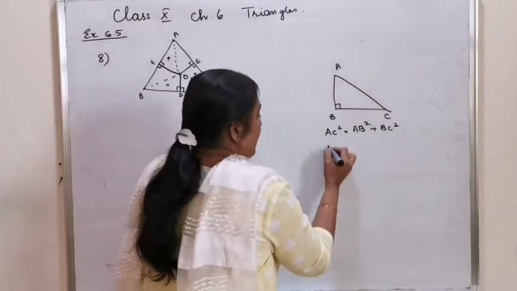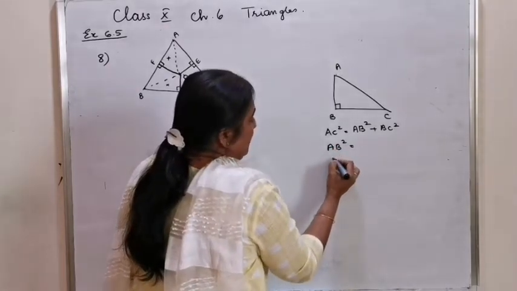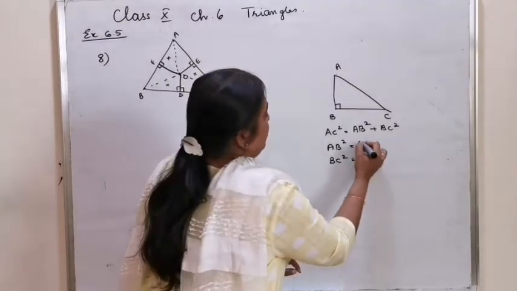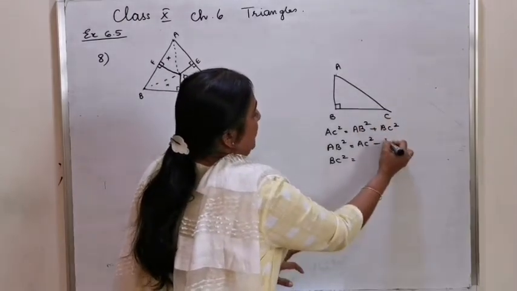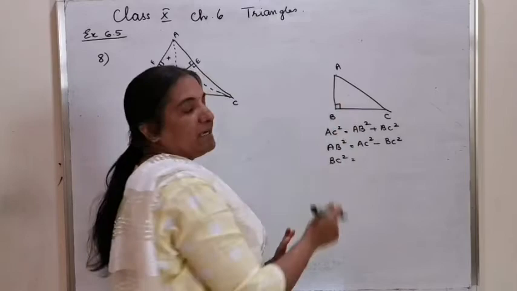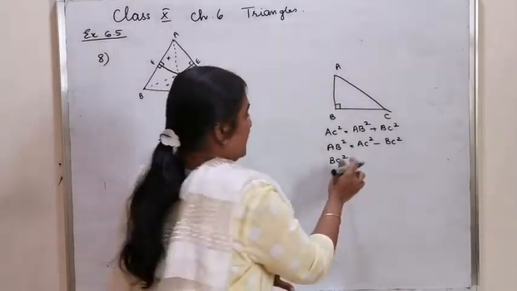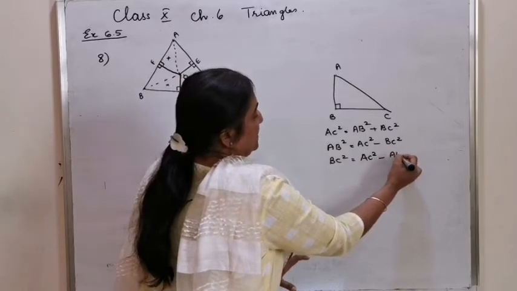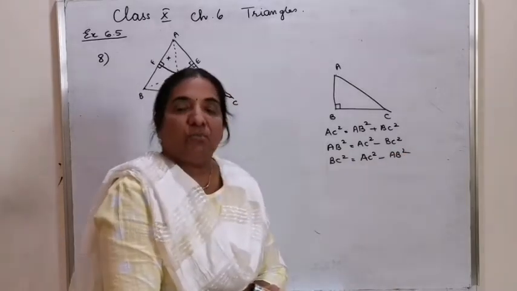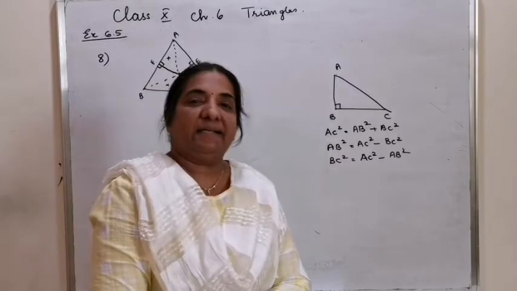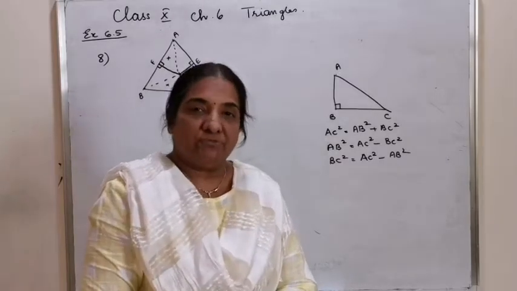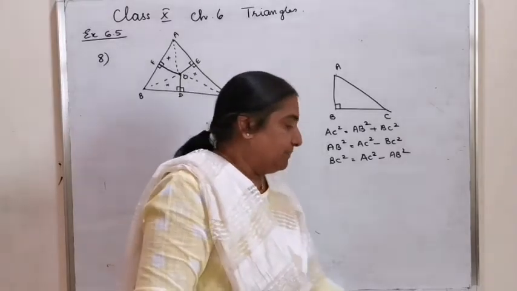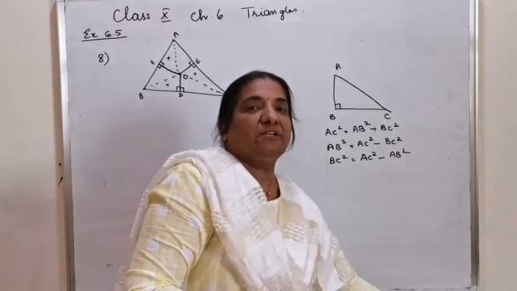If any one of the other sides, altitude or base, has to be found out, we must subtract from the hypotenuse, that is AC square minus BC square. Here also you should subtract from the hypotenuse. This is how we will apply Pythagoras theorem directly in the remaining part of the questions. Let's proceed with question number 8 in exercise 6.5.